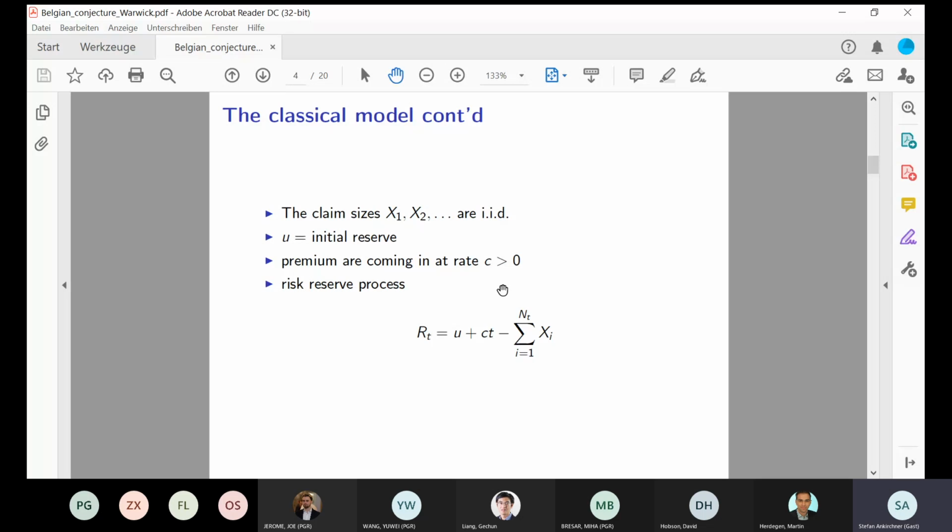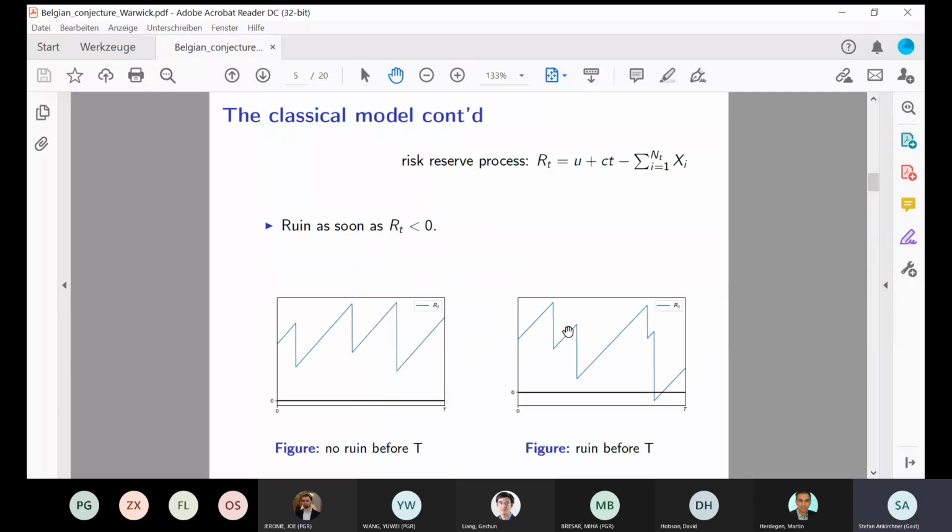Now all these ingredients determine the so-called risk reserve process. Capital R stands for the risk reserve process, and at time 0 it is of course the initial reserve, and at any time t greater than 0, it's the initial reserve plus the accumulation of premia minus the claims that the insurer has to pay. There are two random components. First, the number of claims is random; it's N_t, and the claim sizes themselves are random.